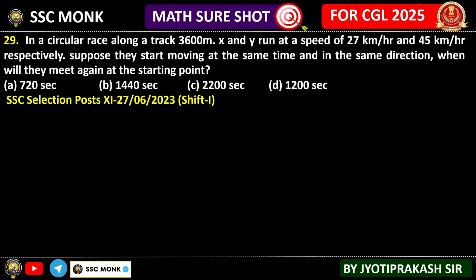Next, in a circular race along a track of 3600 meters, X and Y run at speeds of 27 km per hour and 45 km per hour. Suppose they start moving at the same time and in the same direction, then what time will they meet again? See, same direction means total length 3600 divided by this minus this, 45 minus 27 is equal to 18 kilometer per hour. Here it is meter per second, so it will be multiplied by 5 by 18. So that is equal to 720 seconds. After 720 seconds, they will be meeting each other at the starting point.